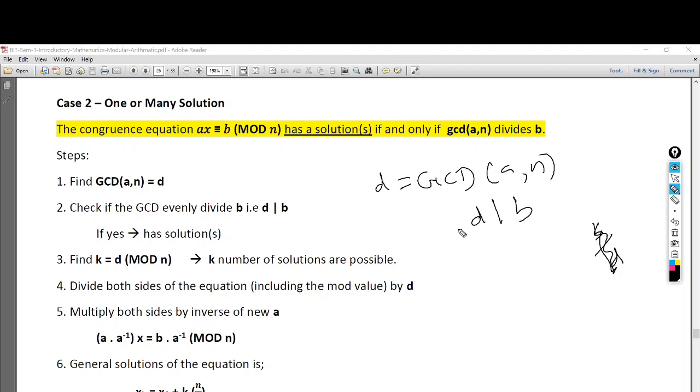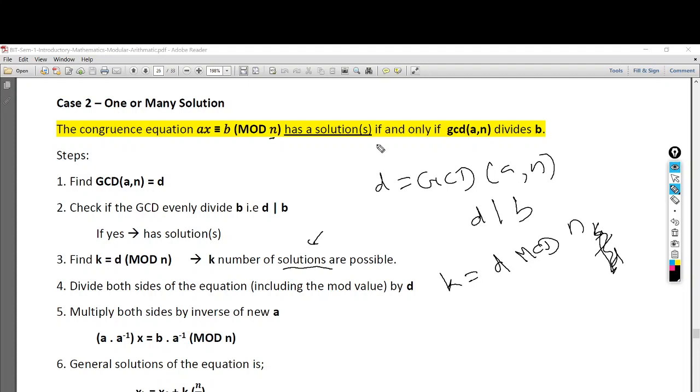Now we want to find another value. Let's call it K. That is D mod N. Remember we found D, and we know what N is. So we want to find D mod N. That gives you the number of solutions that we are going to have. For example, if K is 3, we are going to have 3 solutions. If K is 1, we are going to have 1 solution. If K is 2, we are going to have 2 solutions. That is how it's going to work.